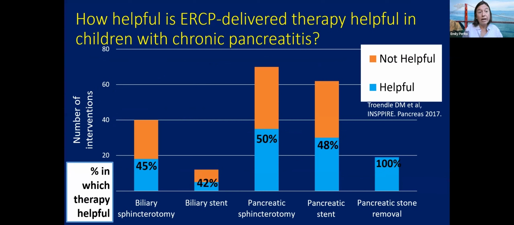This is again from the INSPIRE cohort, what kind of interventions kids are getting when they're getting ERCP. Biliary sphincterotomy, pancreatic sphincterotomy, and stent placement are the most common. And you can see that in about half of each of these interventions, folks felt like it was helpful. Pancreatic stone removal happens less often, maybe because stones occur less often in kids, but they definitely can occur.